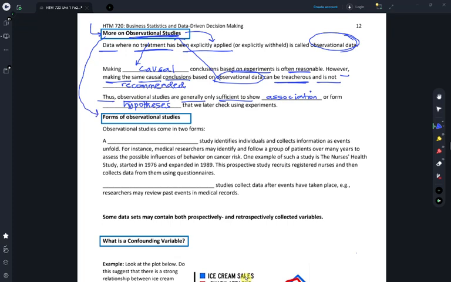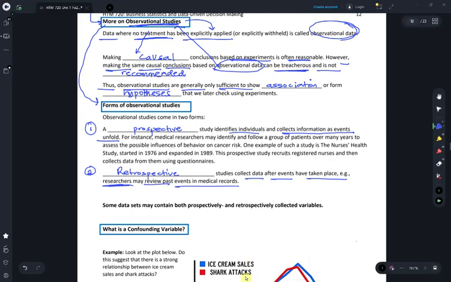Now, as far as observational studies are concerned, there are two major forms. One is a prospective observational study, which identifies individuals and collects information as events unfold, so it projects into the future. On the other hand, we have retrospective observational studies, which collect data after events have taken place. So, researchers may review past events in medical records.